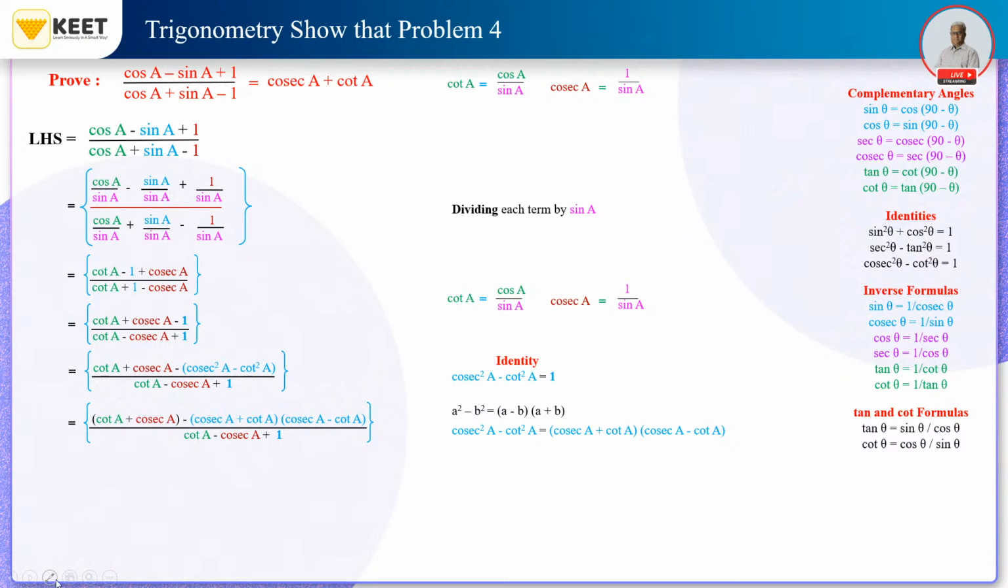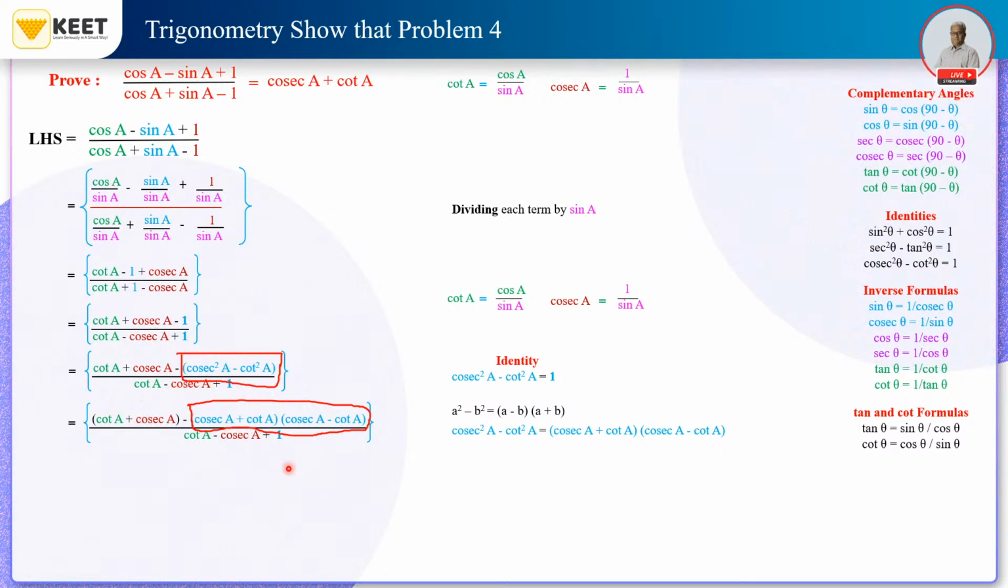So this part has now been replaced with this application of the formula. So this is a replacement here. Then cot A plus cosec A is kept as it is. The denominator is kept as it is.